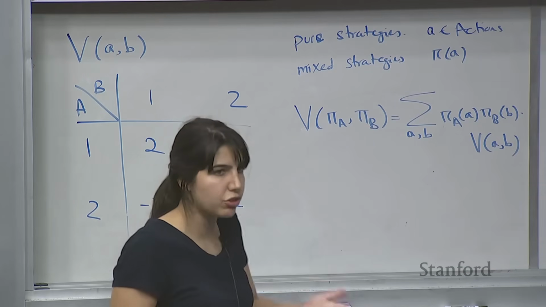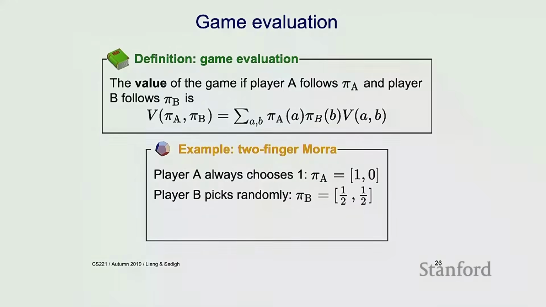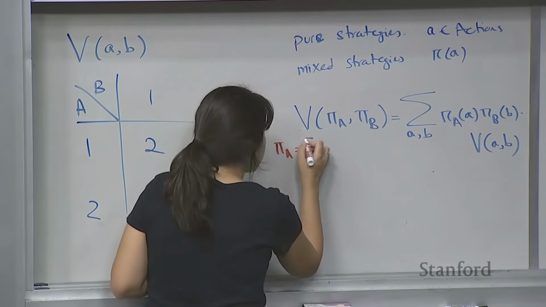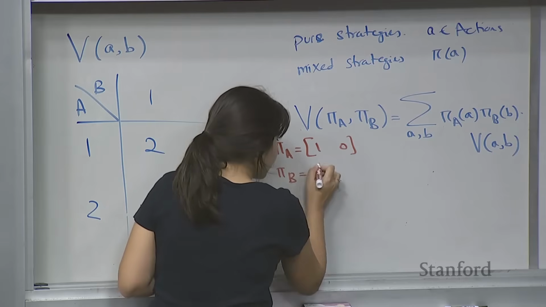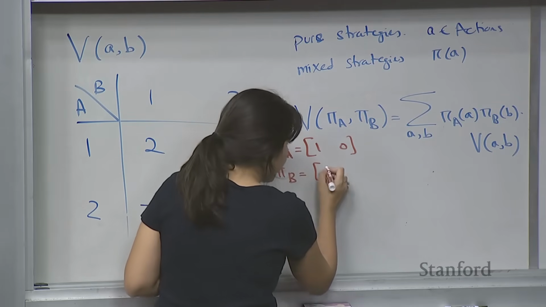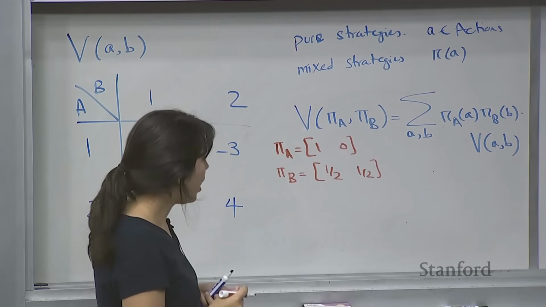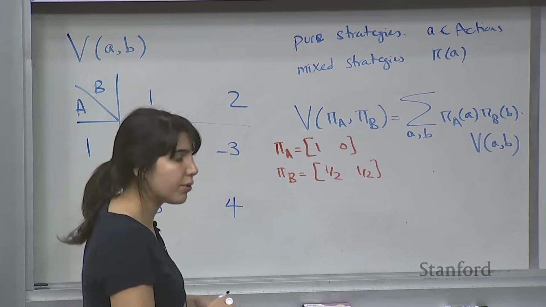Okay, so let's look at an actual example for this. For this particular case of the two-finger Morra game, let's say someone comes in and says, I'm going to tell you what pi A is. The policy of agent A is just to always show 1. And the policy of agent B is this mixed strategy, which is half the time show 1, half the time show 2. And the question is, what is the value of these two policies? How do we compute that?